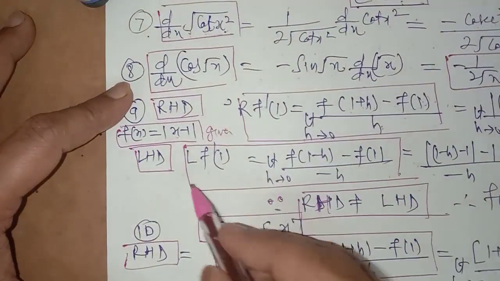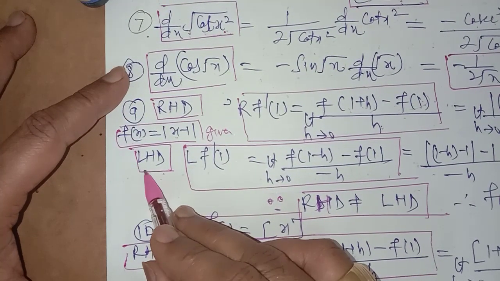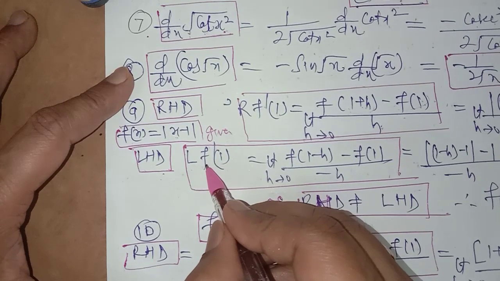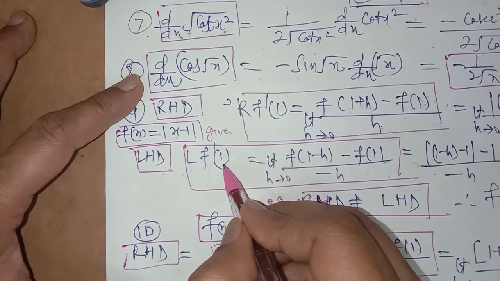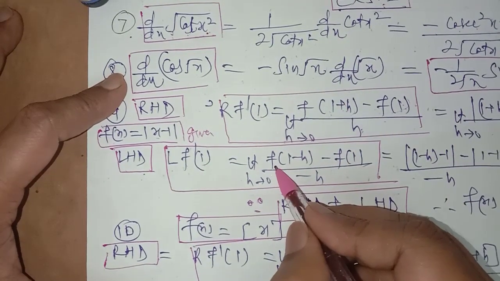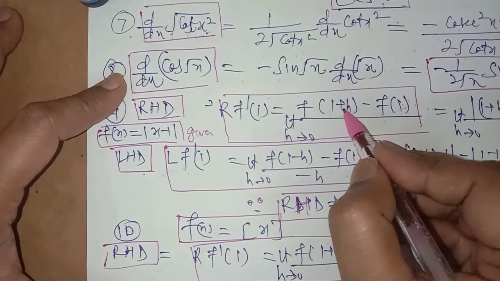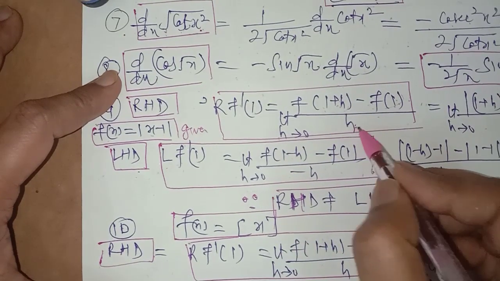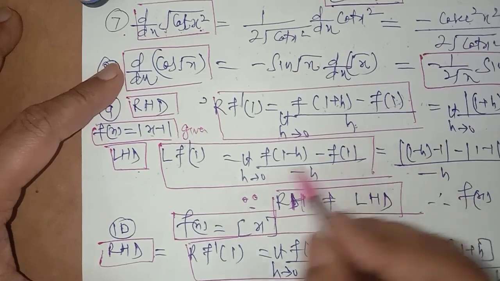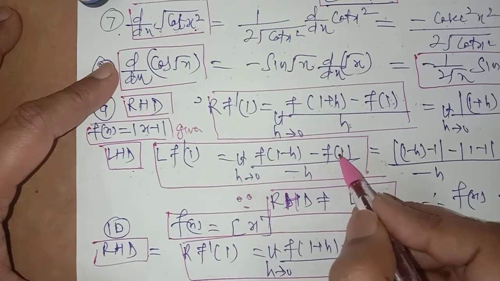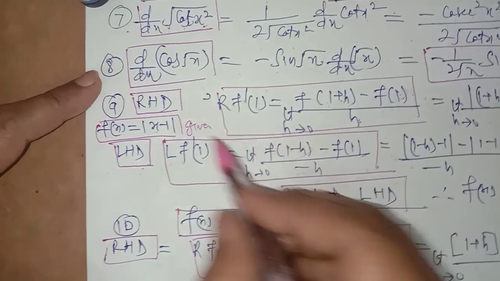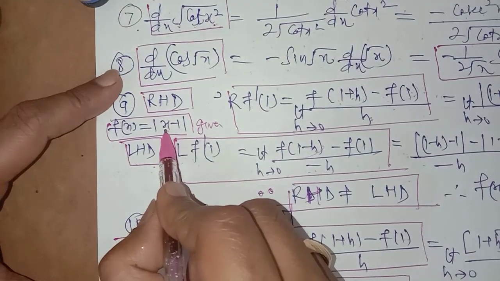Now we will find the left hand derivative, LHD. It is written as L f dash 1. We are finding the left hand derivative at 1, so it is somewhat changed from this. It is equal to f(1 minus h): in place of plus we have a negative sign, in place of h we have minus h. This is the left hand derivative. So limit h goes to 0 of f(1 minus h) minus f(1) upon minus h. For f(1 minus h), replace x by 1 minus h.